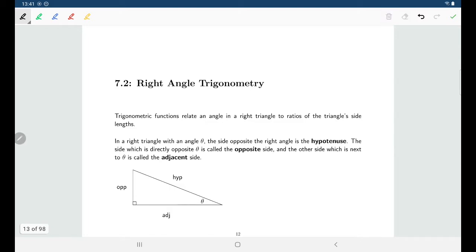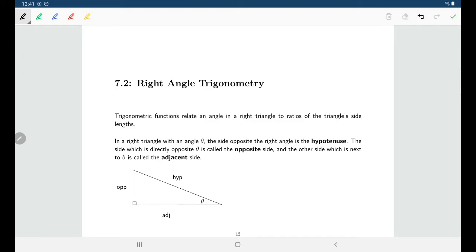Now, anytime you're talking about a right angle triangle, you know that opposite that 90-degree angle, you have a side called the hypotenuse. The other two sides, the names that we'll give to them depend on where the angle is. One side will be adjacent to the angle or next to that angle. So if we're thinking about this angle theta, then this side would be the side that's next to it or adjacent to it, and this side would be the side that's opposite to it.